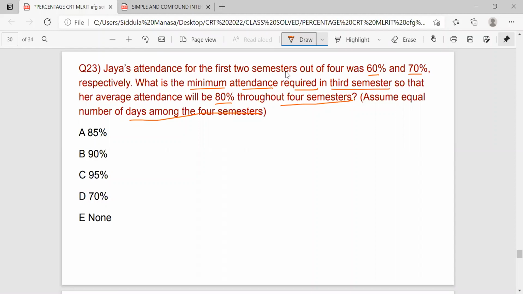On that, 60% of the days attended in the first semester, 70% attended in the second. So like that, what will be the minimum attendance percentage required in the third, so that overall attendance percentage in the 4 semesters to be maintained at 80%? So 2 minutes time, students, respond with your answers.